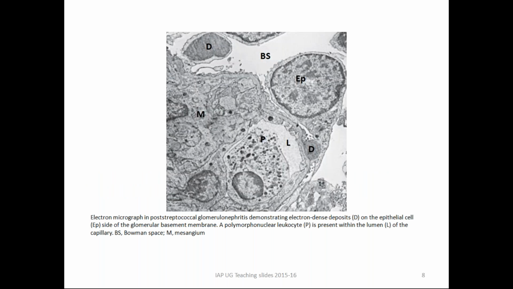See, this is an electron microscope picture in a PSGN. The D is the electron dense deposits on the epithelial cell. EP is showing the epithelial cell. So the electron dense deposits on the epithelial cell side of the glomerular basement membrane. A polymorphonuclear cell P is present within the lumen. The P is the PMN cell within the lumen of the capillary. BS is the Bowman space, and M is the mesangium, which shows mesangial proliferation.